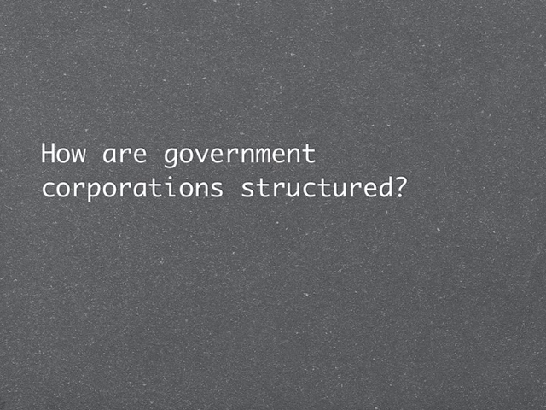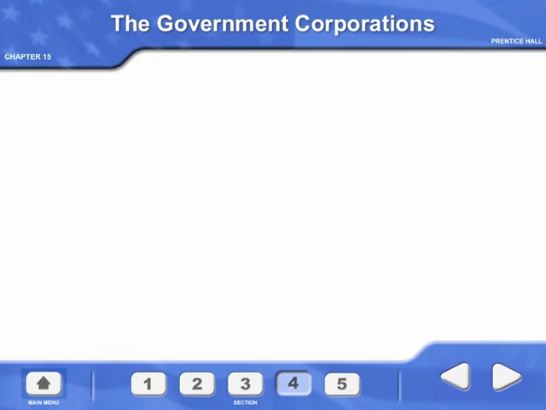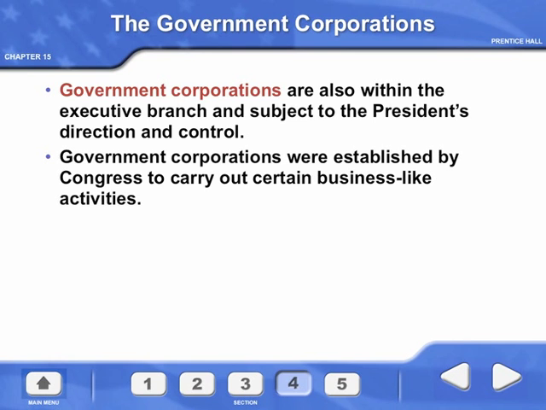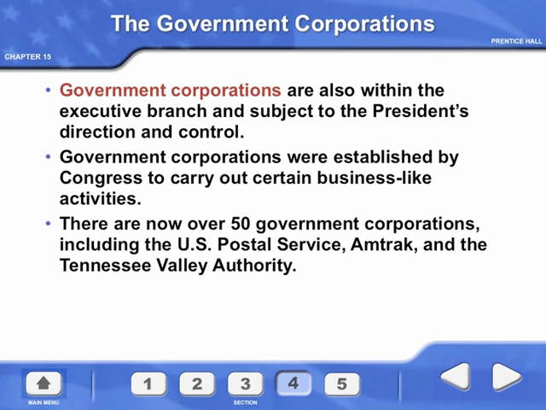How are government corporations structured? Government corporations are also within the executive branch and subject to the president's direction and control. Government corporations were established by Congress to carry out certain business-like activities. There are now over 50 government corporations, including the U.S. Postal Service, Amtrak, and the Tennessee Valley Authority.